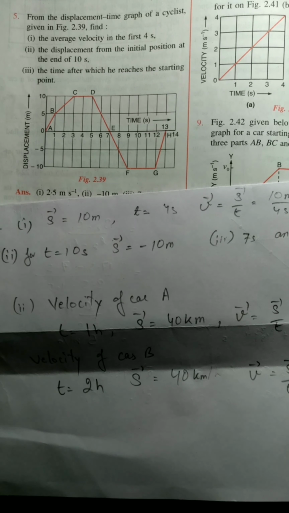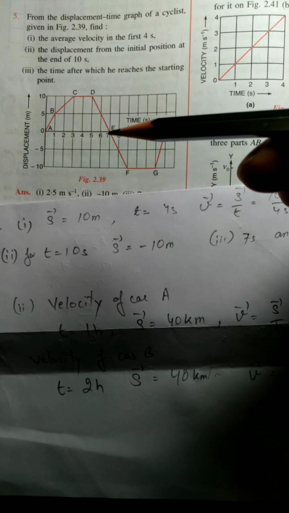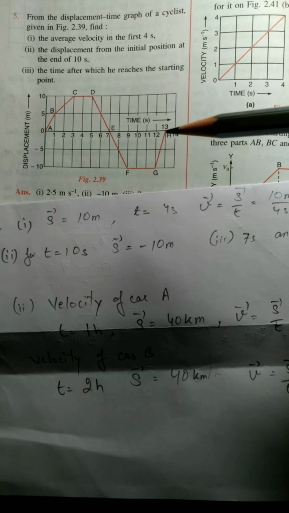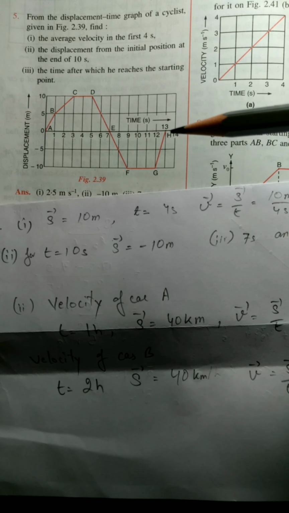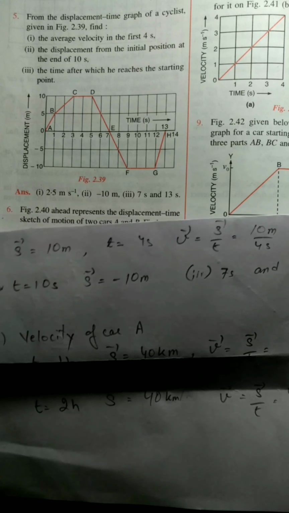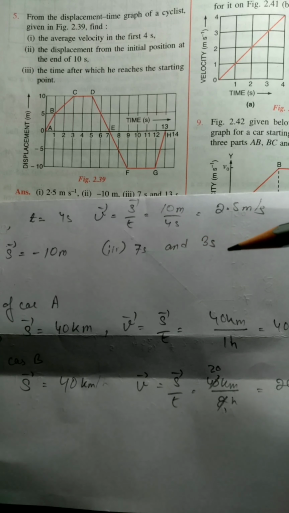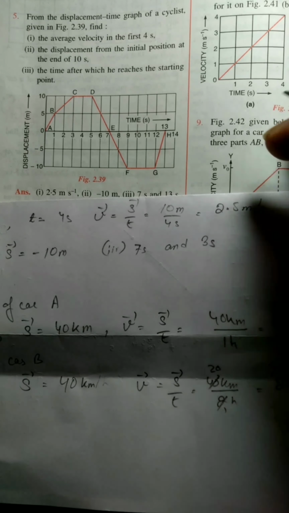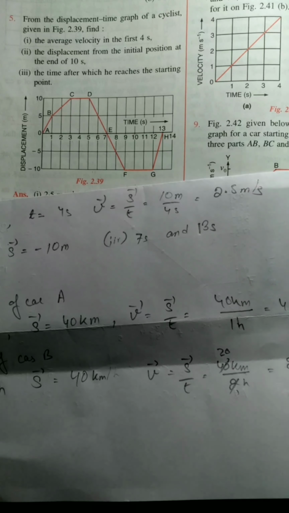And number 3, the time after which he reaches the starting point. If you see the graph, the starting point is this, at the end of 7 seconds, and again at 13 seconds. So A, E and H are the 3 points of the graph where it touches the origin, which is the initial position. Hence the times are 7 seconds and 13 seconds. So this is number 5.